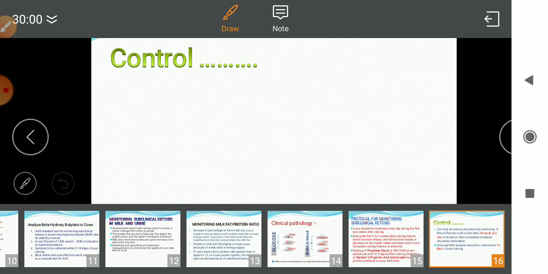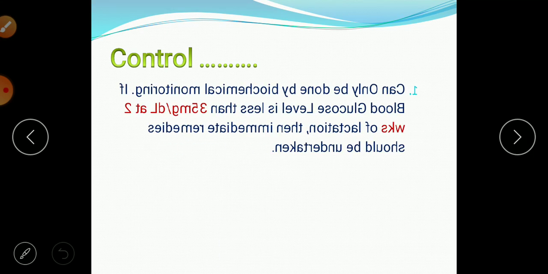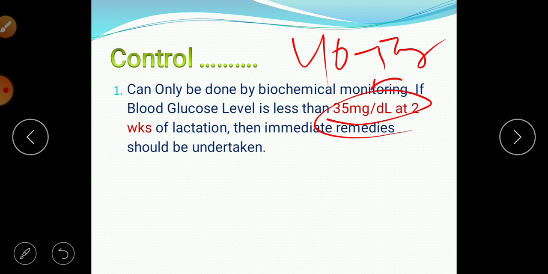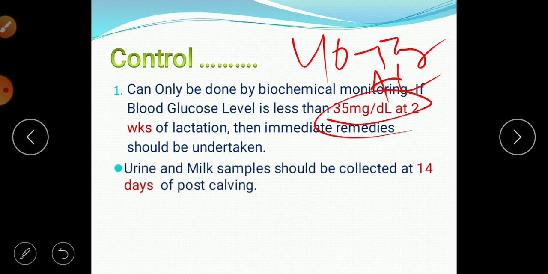So control is very important in every disease. It can be done by biochemical monitoring of blood glucose levels, less than 35 mg per deciliter at 2 weeks of lactation. This is most important because in ruminants, as you know, 40 to 50 mg per deciliter of glucose is the standard, and if it goes less than 40 mg per deciliter, then this is a case of negative energy balance or may be suspected as subclinical ketosis. Urine and milk samples should be collected 14 days post calving.